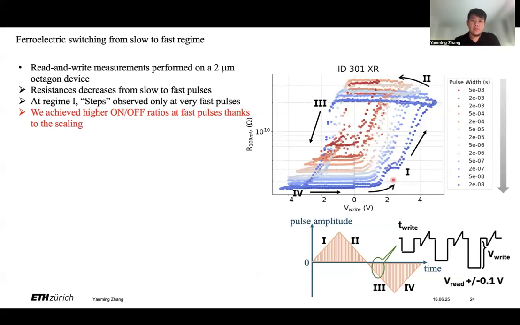Our understanding is, together with the ferroelectric switching, there are some ionic contributions. So probably the ionic conduction is a relatively slow process, so we can see this step at ultra-fast ferroelectric switching.